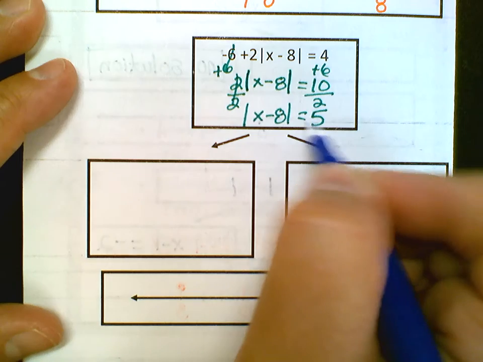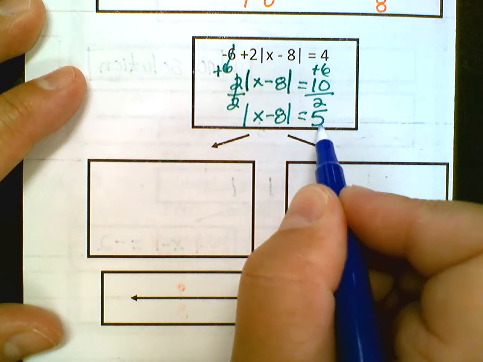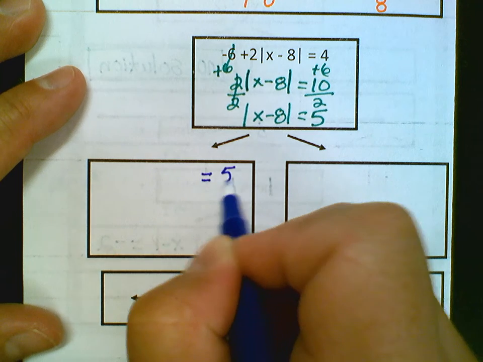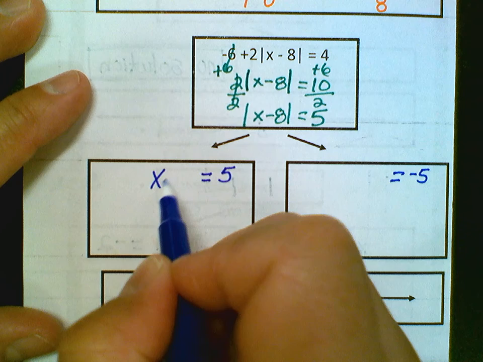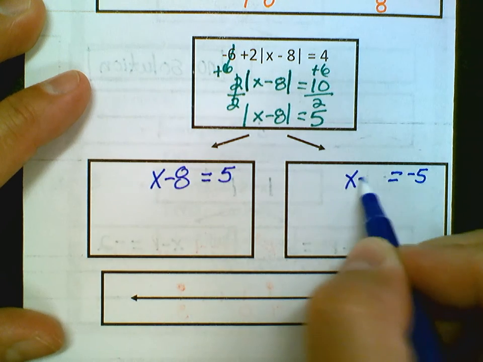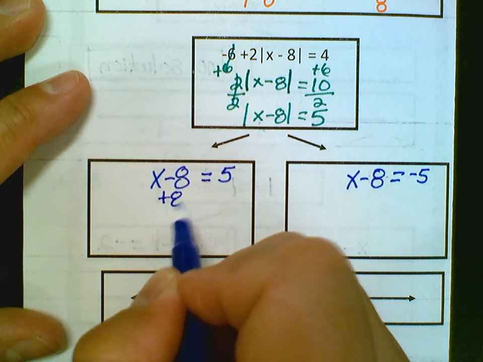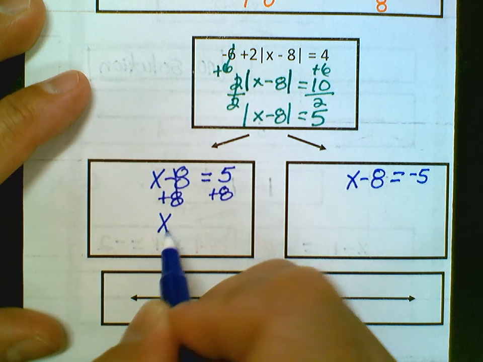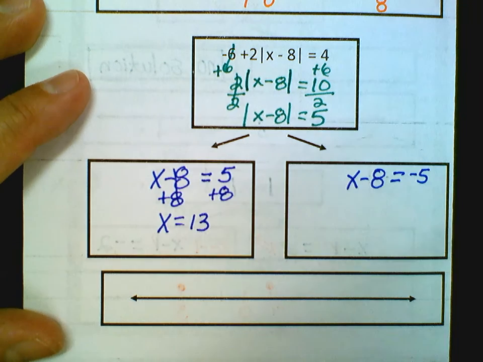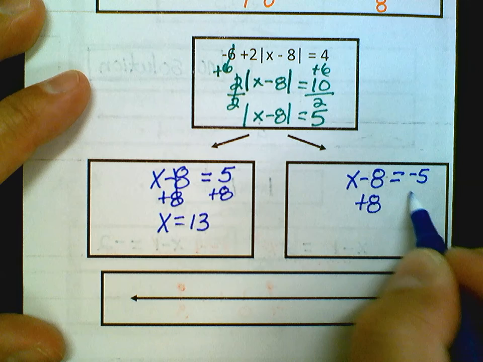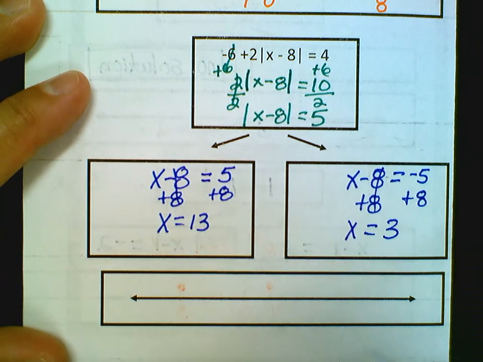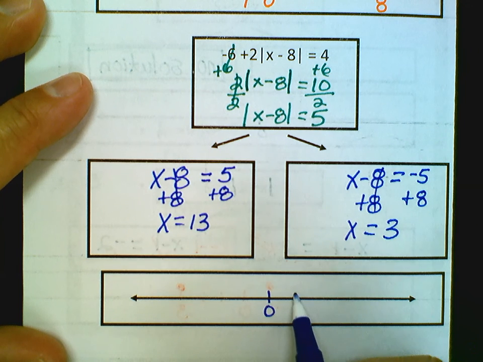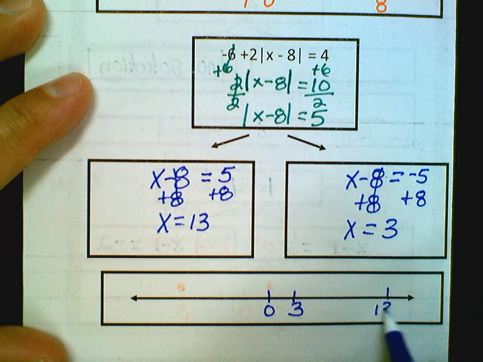All right, so now we have some stuff. It's 5 units away from 0. So that's going to be 5 or -5. And the stuff inside is x minus 8. So I'm going to add the 8 over. 5 plus 8 is 13. Add the 8 over here, and I get x equals 3. So the solutions are 3 or 13.